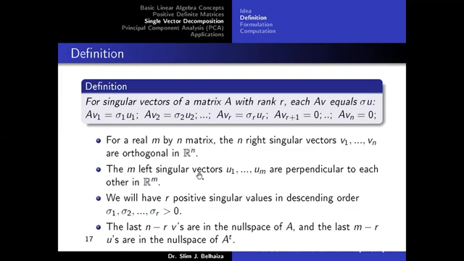So for a real m by n matrix, the n right singular vectors v are orthogonal in R^n, and similarly, the left singular vectors u are also orthogonal in R^m, in their own subspaces. And we will have r positive singular values in descending order. And remember, r is the rank of A. And of course, the remaining part is a null space.